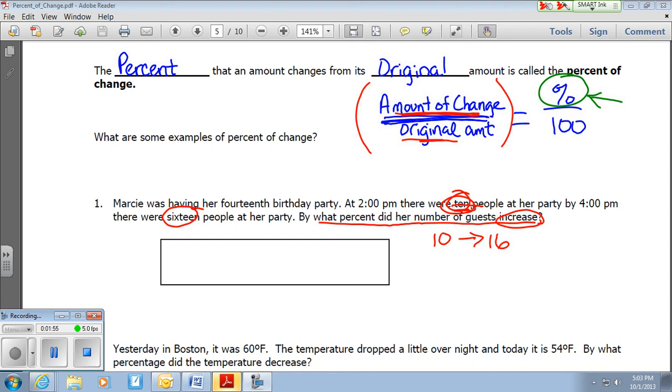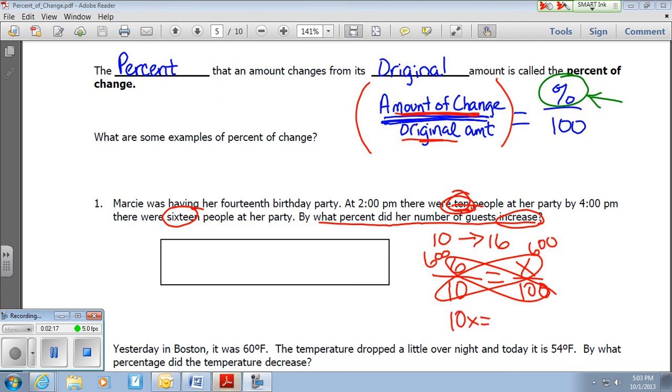Well, the change was 6 people, so that goes on top according to my formula, and then the original amount goes on the bottom. And I'm looking for the percentage, and the 100 always stays the same. So this is how I would set it up using my cross products. That's 600 divided by 10. And you should get 60, and that's 60%.